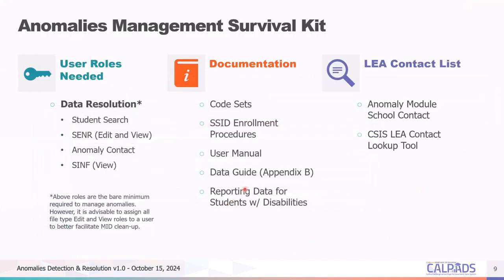And then you have your data guide. Data guide appendix B provides you a table of the exit codes and when it is appropriate to be used.